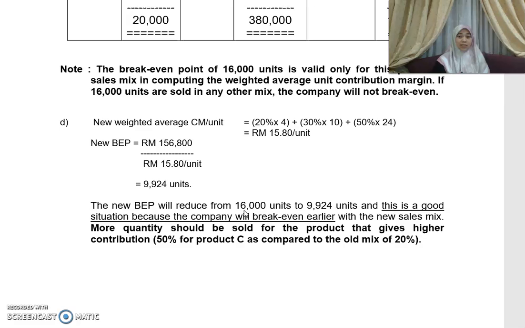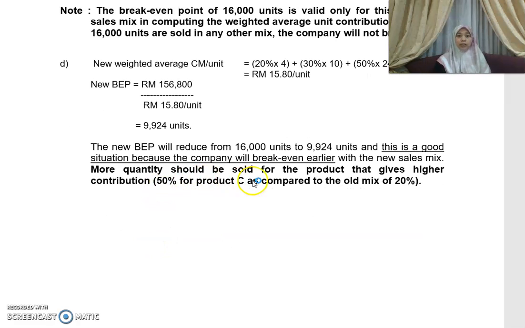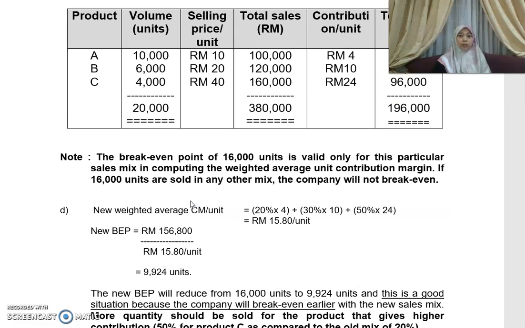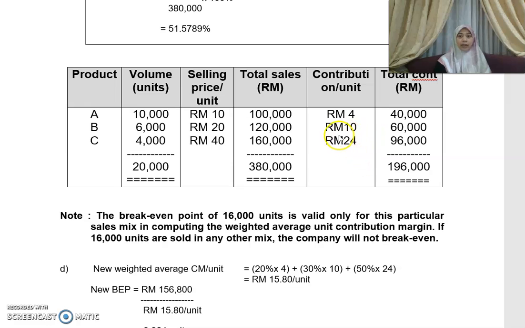Is this good? Is this not good? So if you reach your BEP earlier, that is a good indication. Why? Because you can reach your break-even point earlier. After that, you will enjoy the profit. So more quantity should be sold for the product that gives higher contribution, because you can see that the product that gives the highest contribution is product C. So product C contributes 24 ringgit per unit as compared to A, only 4 ringgit per unit.